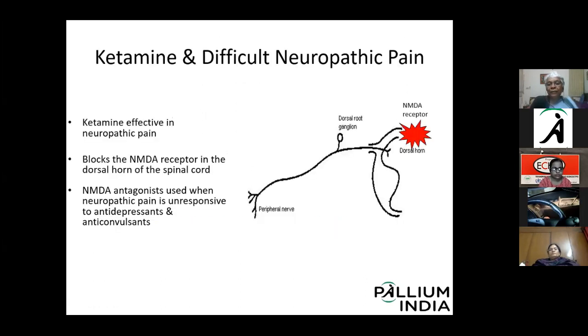The other drugs that you can give for neuropathic pain are ketamine, which acts by blocking the NMDA receptor.